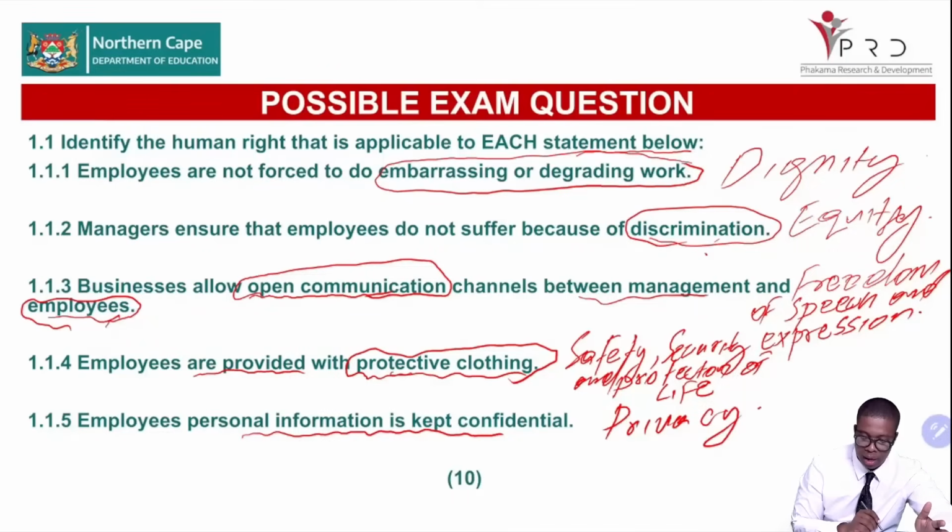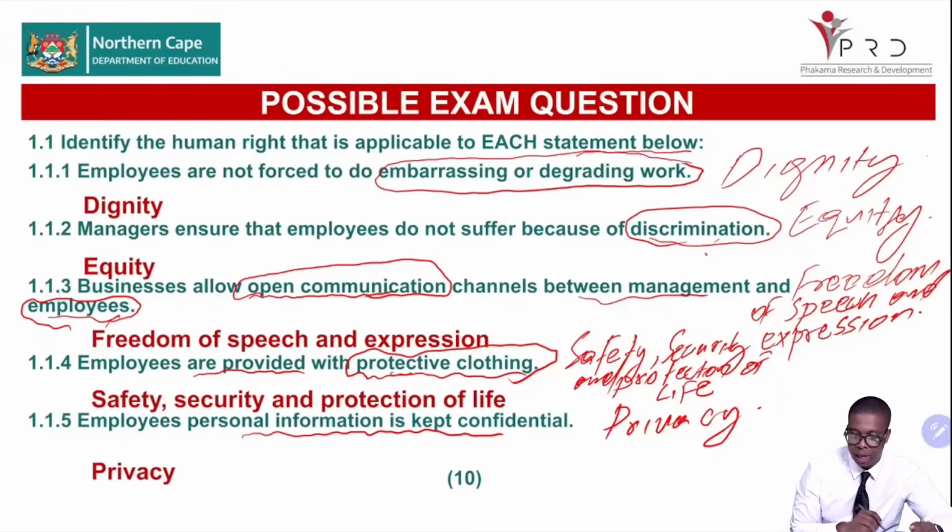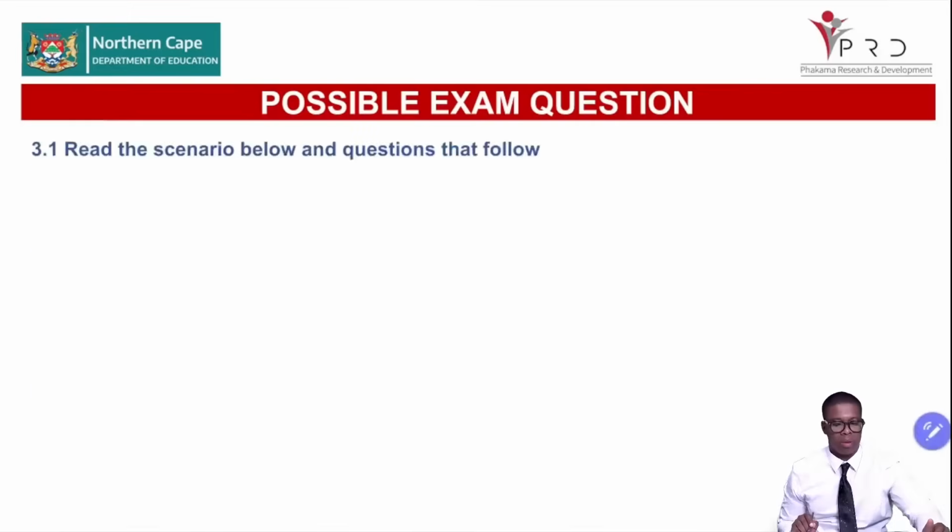Then that is how you are supposed to get your 10 marks. Let's check. Dignity, correct. Equity, correct. Freedom of speech, correct. And safety, security, and protection of life is also correct. Then we also have privacy. So that is how you should analyze. Always master your keywords.